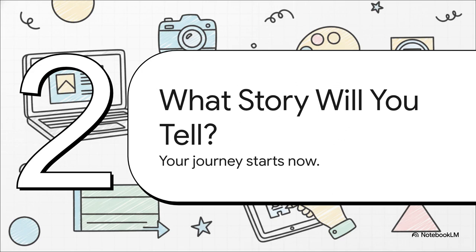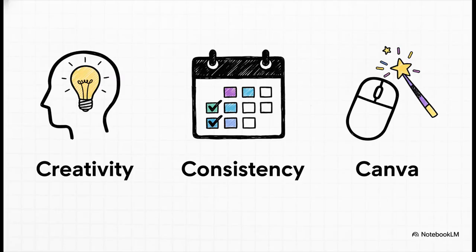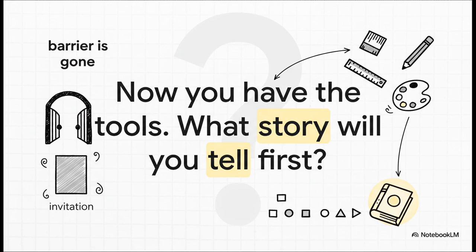So, we've covered the principles of storytelling. We've found the perfect tool to bring them to life, and we've gone over the pro tips to make your work shine. Your journey from just having an idea to actually making an impact starts right now. When it comes right down to it, it's all about these 3 things: your own unique creativity, the consistency to just keep showing up and sharing your voice, and a great tool like Canva to make it all happen without the headache. The barrier is gone. That blank page isn't intimidating anymore. It's an invitation. You have the principles, you have the tools, they're right at your fingertips. So the only question left is, what story are you going to tell first?